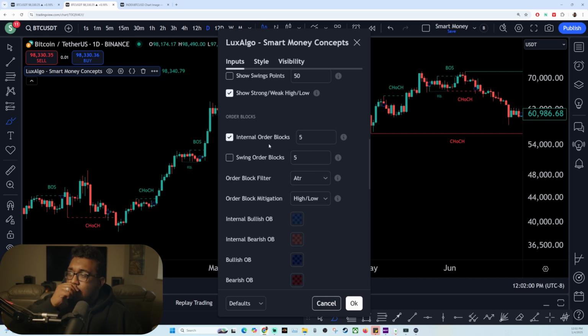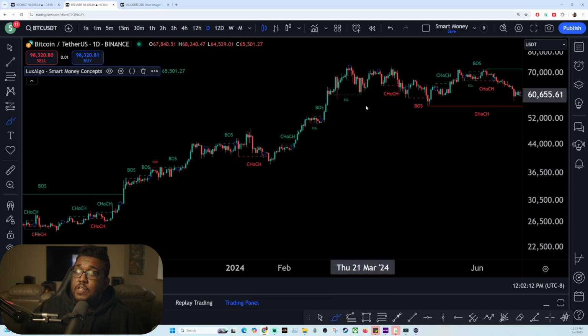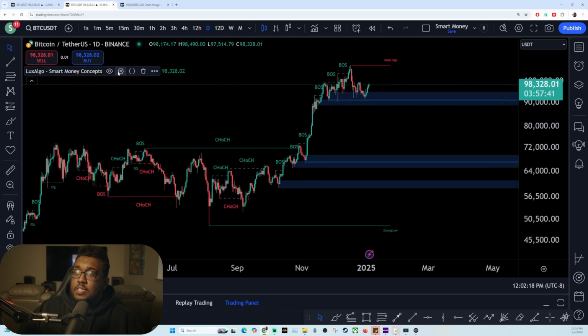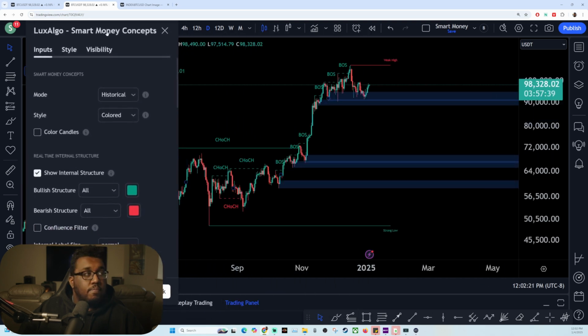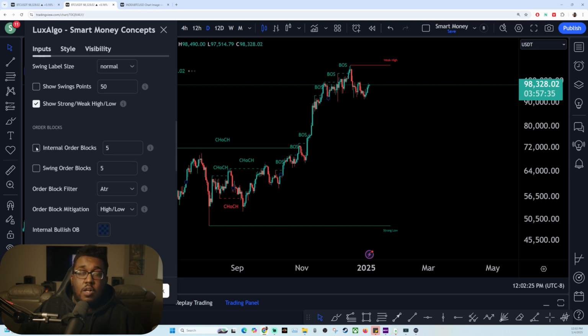Next up, I want you guys to go over here to internal order blocks and swing order blocks. This is basically just showing you those support and resistance levels. So right now we have the swing order blocks off. Those are more powerful than the internal order blocks, like we talked about with internal change of character. So what I'm going to do is get out of drawing very fast, get my pointer back on here, and then what I want you guys to see is me turn off internal order blocks. All of them gone.